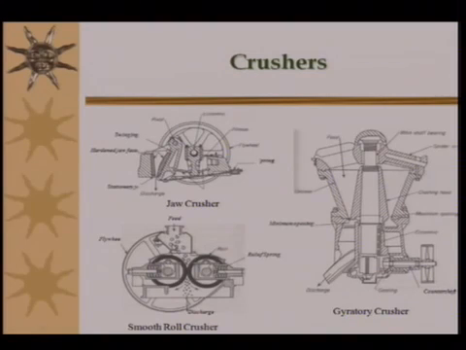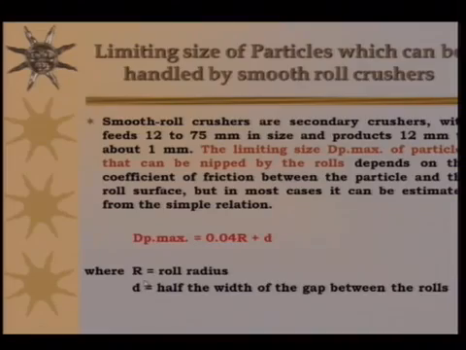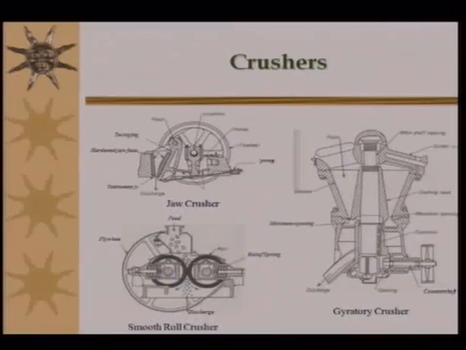And here in a smooth roll crusher also you see the roll diameter. The diameter of the roll is somewhere around 600 millimeter to 2000 millimeter, and the face is about 300 millimeter to 914 millimeter, and speed is about 50 to 300 rpm for these rolls when they crush the material.